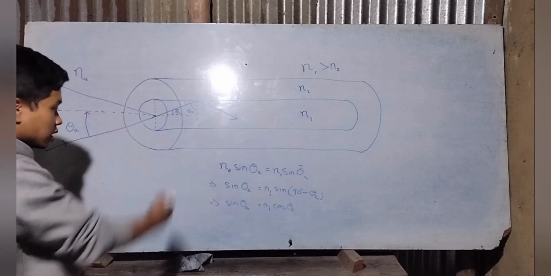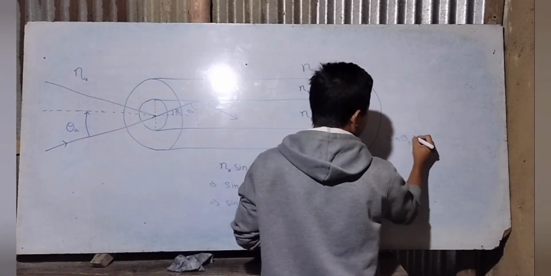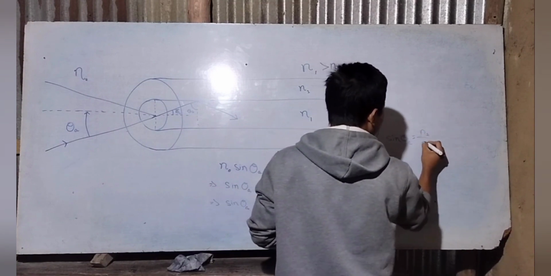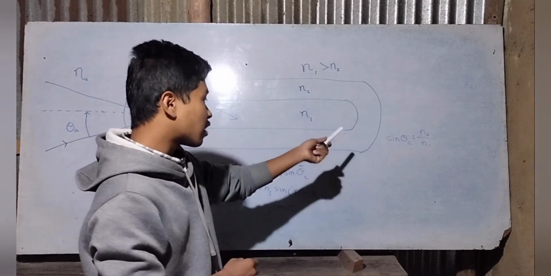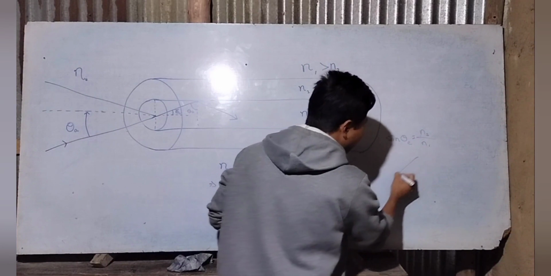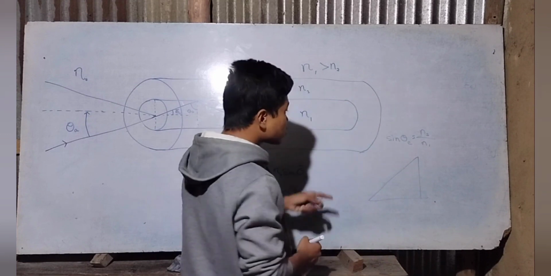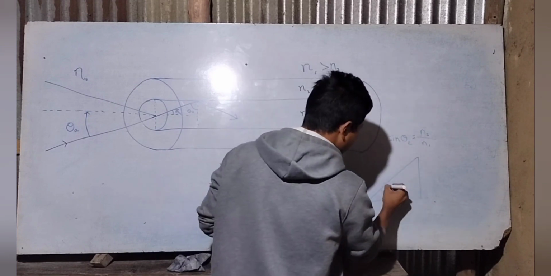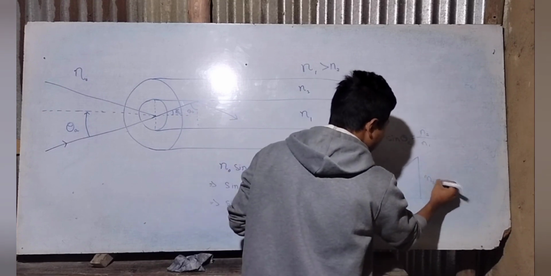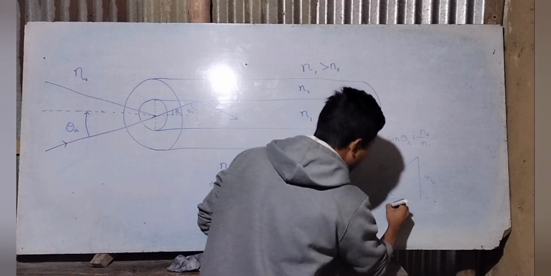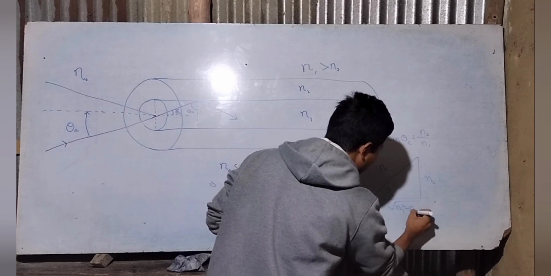So how do we go further? We know that the sine of the critical angle theta c is equal to n2 by n1, from Snell's law for the critical angle. Let's represent it with a Pythagorean triangle. In this triangle we have theta c, for the perpendicular we have n2 and the hypotenuse n1. So the base will be root over n1 square minus n2 square.